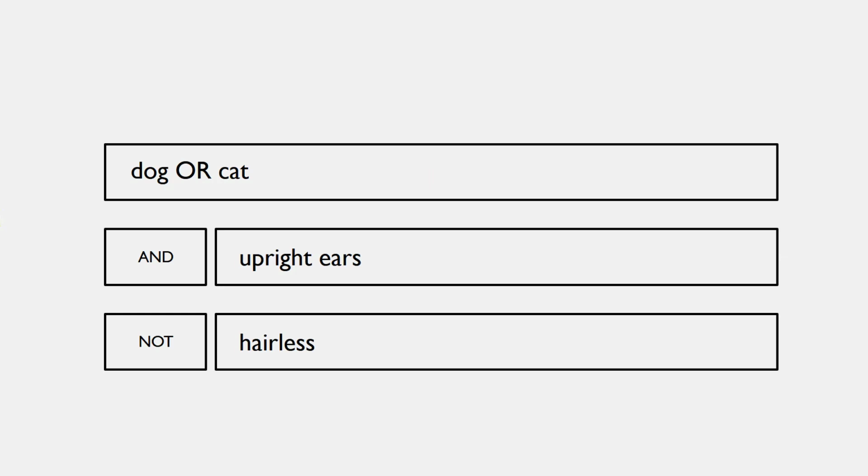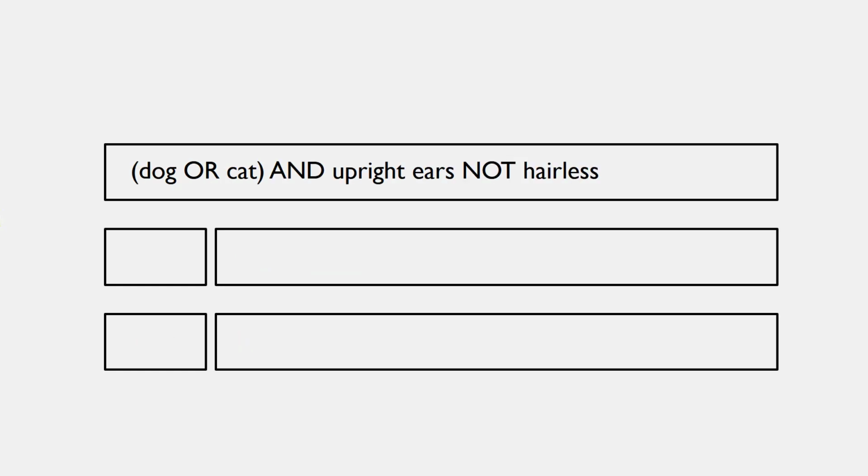Here's another one of our searches for a dog or cat with upright ears who isn't hairless. And here it is in a single search bar with the parentheses that will help us make sure that our creature will be a dog or a cat.